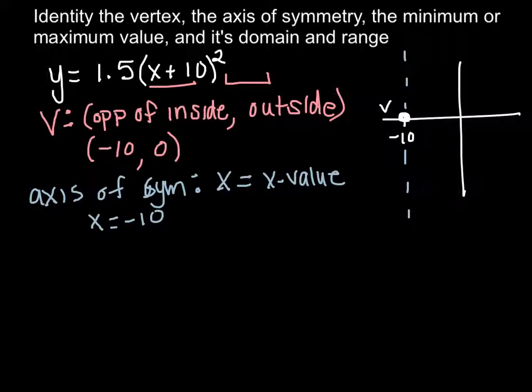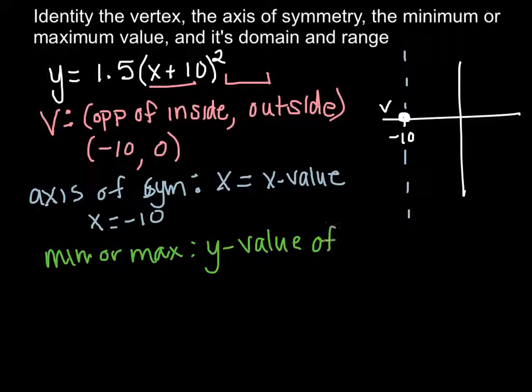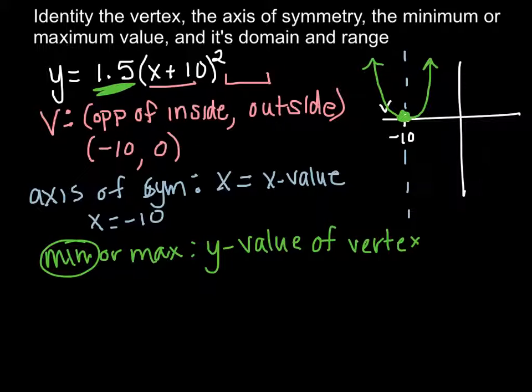The minimum and maximum. So min or max is the y value of the vertex. But to determine that, I have to plot it. So let's go ahead and look at this value that's attached to the x squared term. Since it's positive, it's going to go up and it's going to be a happy face. If it was negative, it would point down. So what I have to determine is, is this the bottom or the top of my graph? Since it's the bottom, I would say I have a minimum value of that y, which is 0.